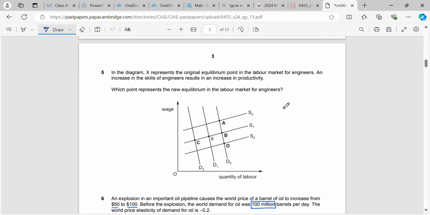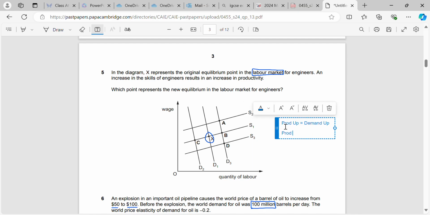Okay, question 5. In the diagram, X represents the original equilibrium point in the labour market for engineers. So remember, we're looking at the labour market, and I discussed in previous videos about how productivity will affect that. So an increase in the skills of engineers results in an increase in productivity. This is where we're starting, and remember I told you previously, when we're looking at the labour market, if productivity goes up, then the demand for the labour goes up. And if productivity goes down, then the demand for the labour, for the workers, goes down.